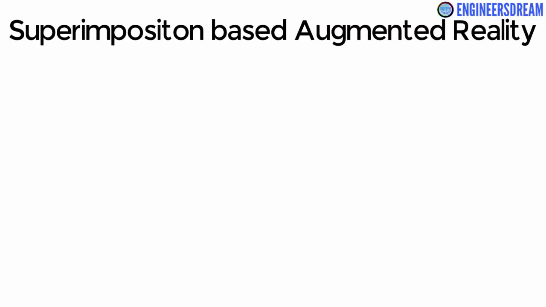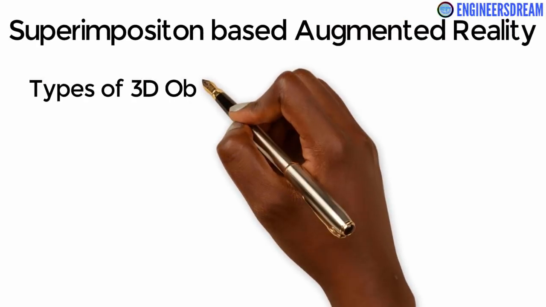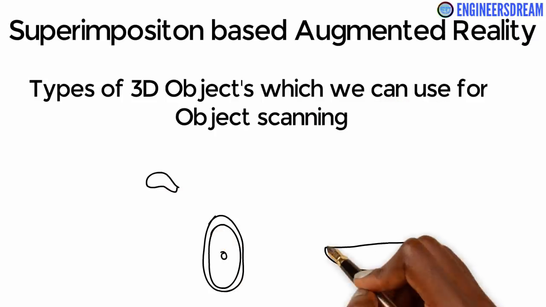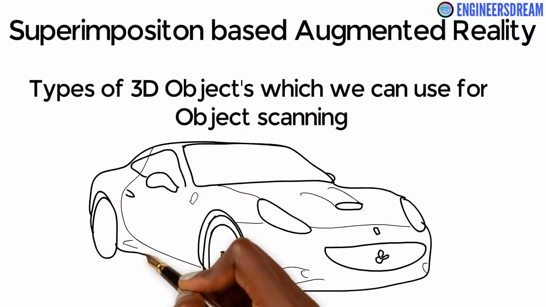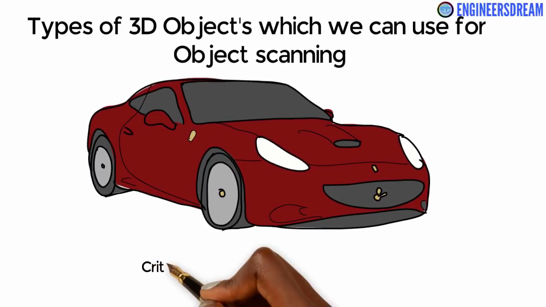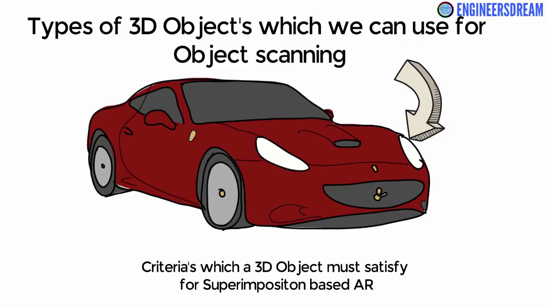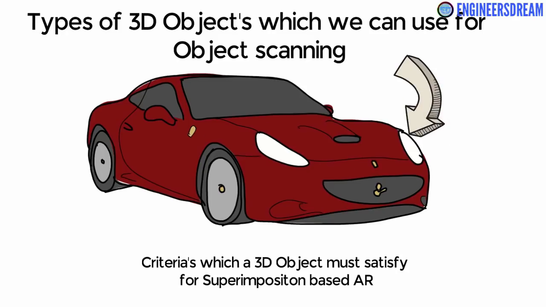In this video, we will look at the types of 3D objects which we can use for object tracking or superimposition based augmented reality. We will look at the important criteria which a 3D object must satisfy, and in the next video, I'll explain the process of scanning a 3D model. Because before scanning, you must first select a proper 3D model.